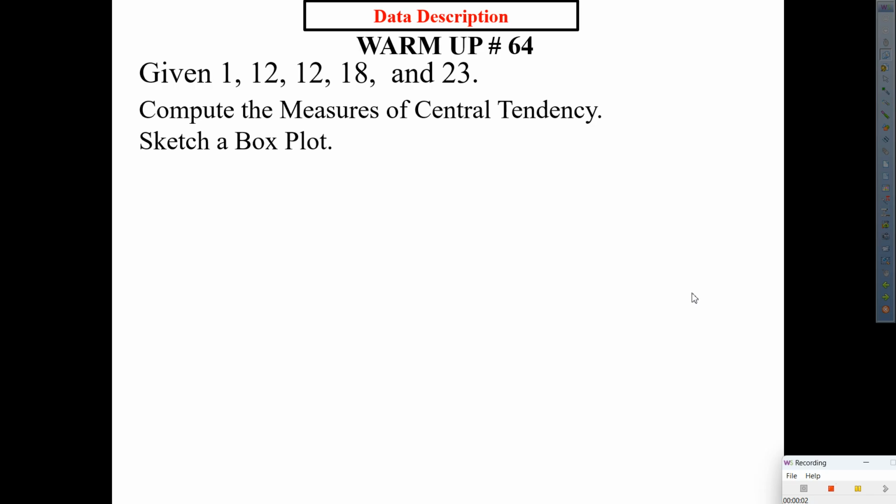How's everybody doing? Good? All right, warm-up number 64 should come up on your screen as soon as you log in. It's given numbers 1, 12, 12, 18, and 23. It's asking us to compute the measures of central tendency and sketch a box plot. It shouldn't take you long. Let's get started, please, and go.